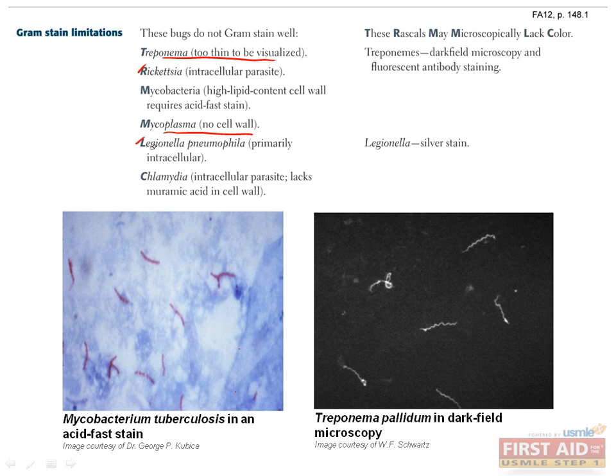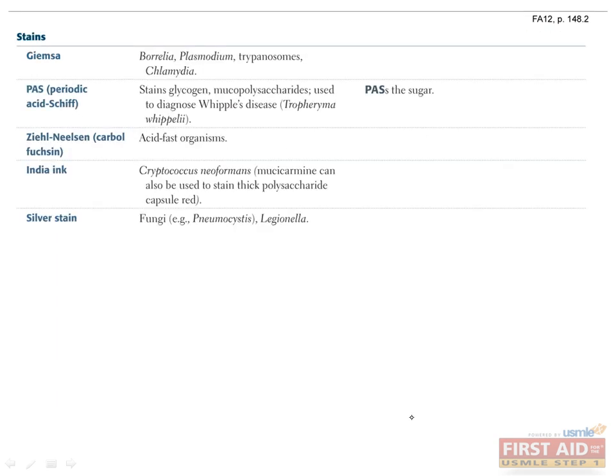Rickettsia, Legionella, and Chlamydia are intracellular parasites and difficult to see. Therefore, you must use immunofluorescent staining to visualize these organisms. Legionella can also be visualized by silver stain. You should associate these specific stains with certain organisms.